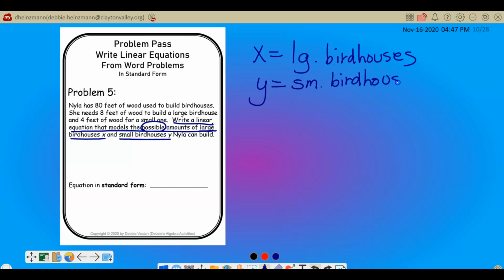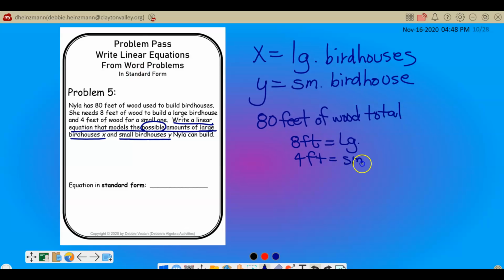Okay? So if we're going to go to step two, they're going to give us information. We're looking for what they give us. So what they give us are that Nyla has 80 feet of wood total. And that when she's building birdhouses, it takes 8 feet for a large and 4 feet for a small. Okay?